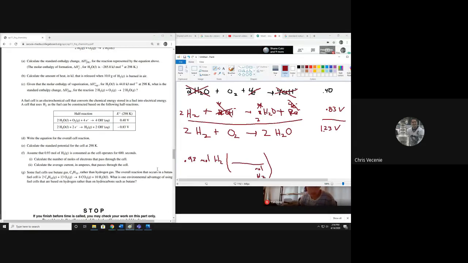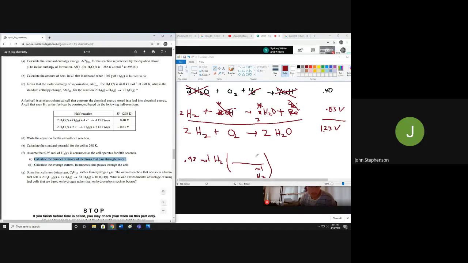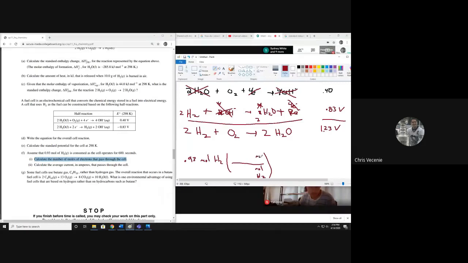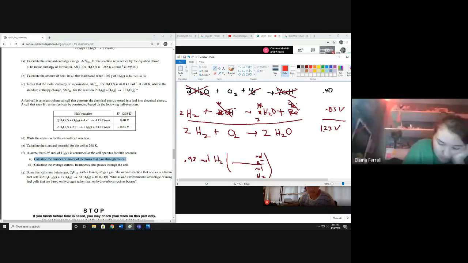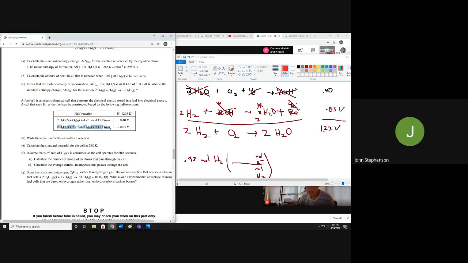Not H2. What are we looking for in this letter here? Electrons. Moles of electrons. So it's a mole to mole ratio, and we get those numbers the same place we get any mole to mole ratio, from a balanced equation. So you look up here, which half cell has the H2 and electrons in it? The second one.